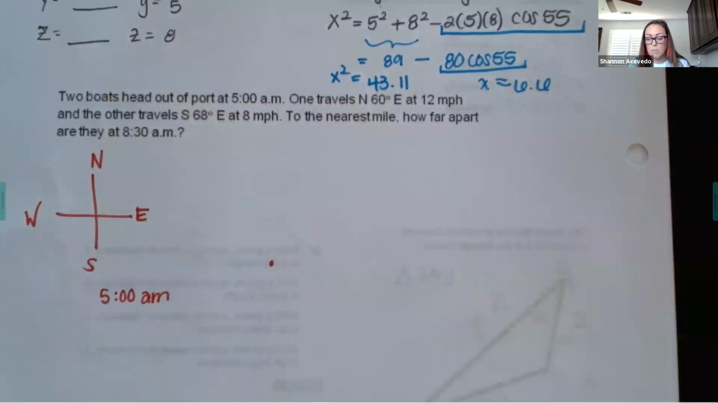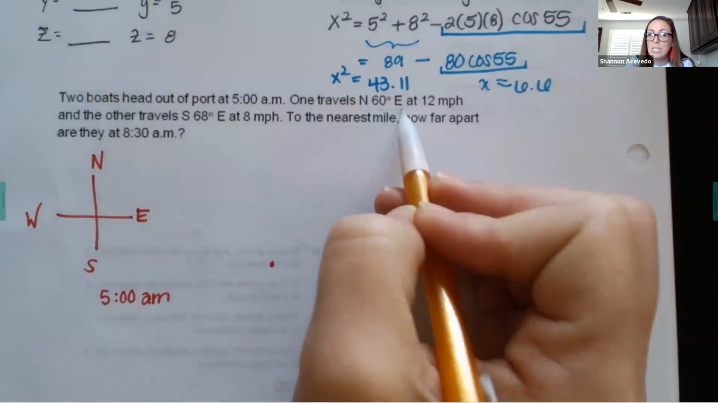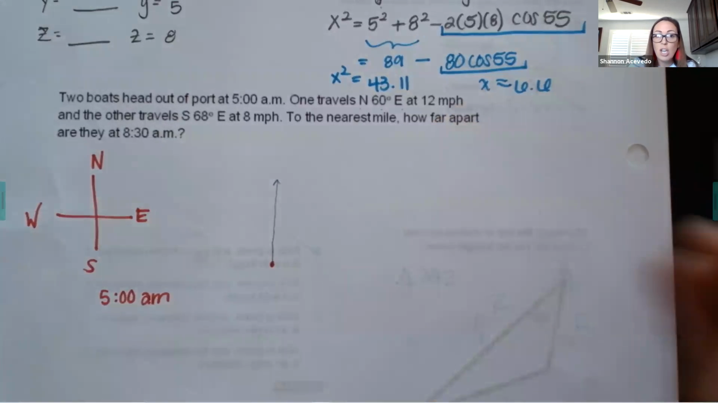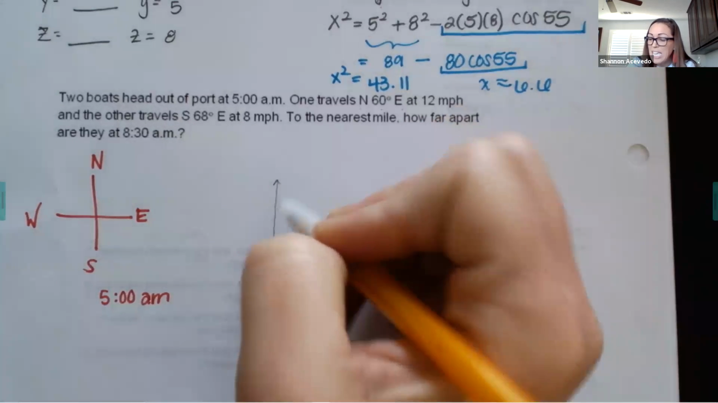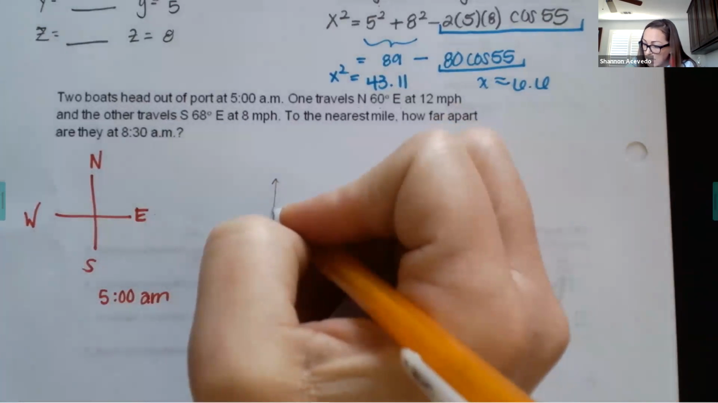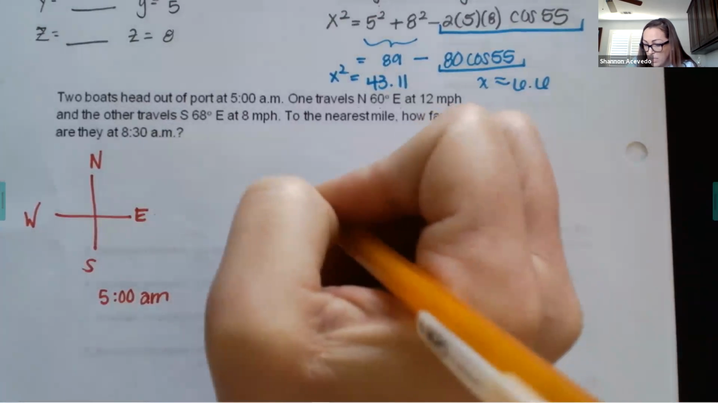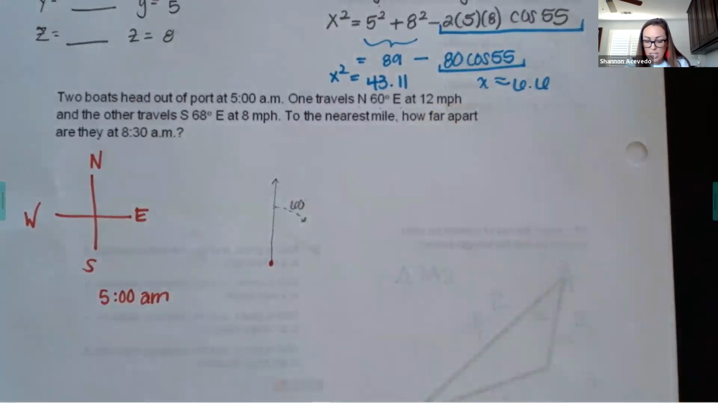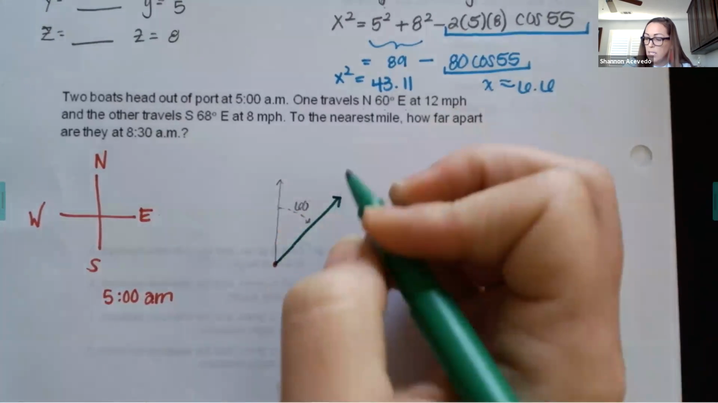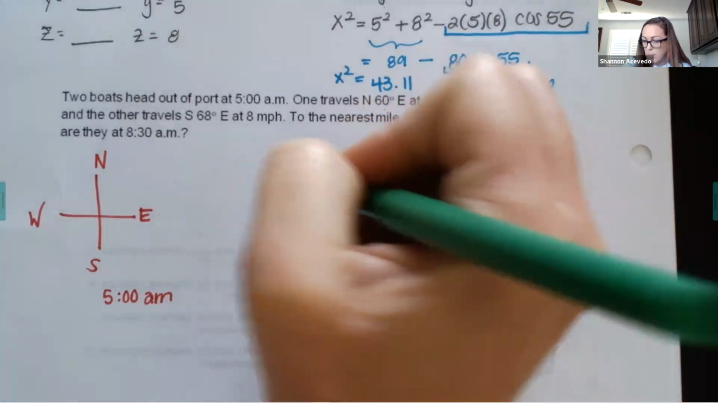Okay, so my first boat, here's what it says. One travels north 60 degrees east. So it's going to travel north, and then it's going to go towards the east, which is over here to the right, 60 degrees. So it's north, and then I go my 60 degrees towards the east. So it's talking about this path right here. So it's traveling right along here. This is going to be north, 60 degrees east.